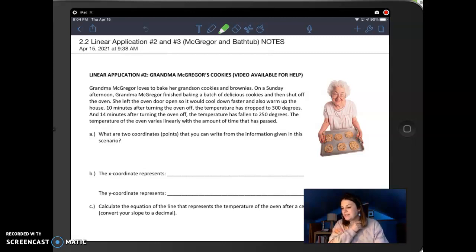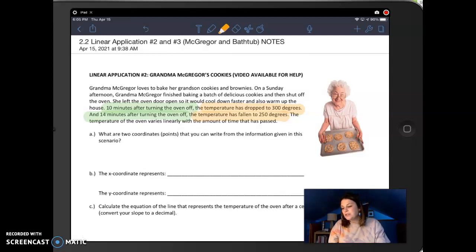so 10 minutes after turning off the oven, so whenever you see something that is time, probably x, so I'm going to highlight that in green, the temperature was at 300 degrees. And at 14 minutes, the temperature is at 250 degrees. Makes sense. Every 4 minutes, the temperature drops about 50 degrees. Makes sense if you're leaving your oven open.